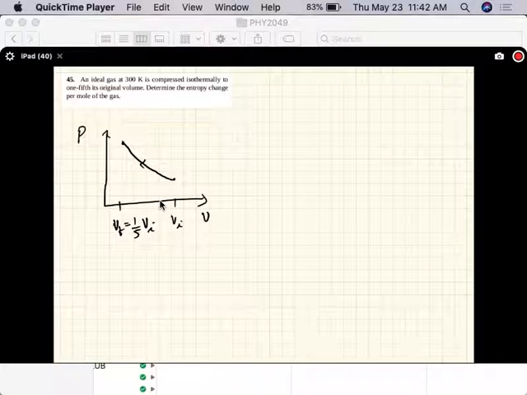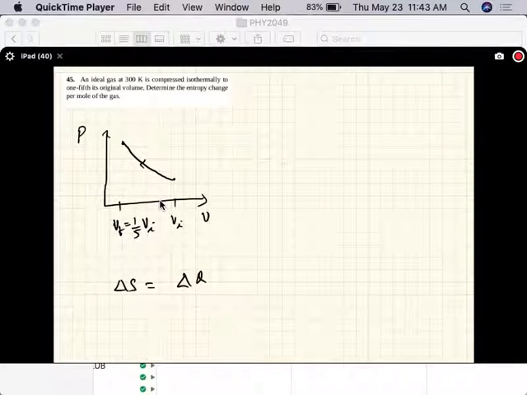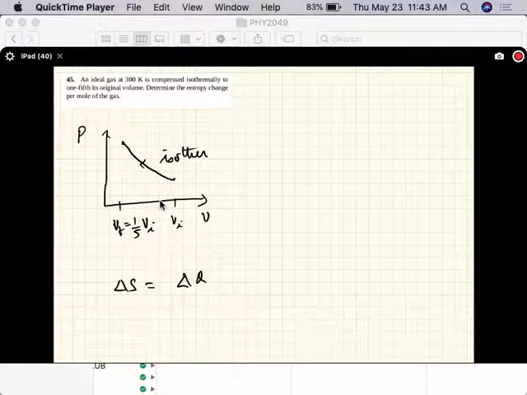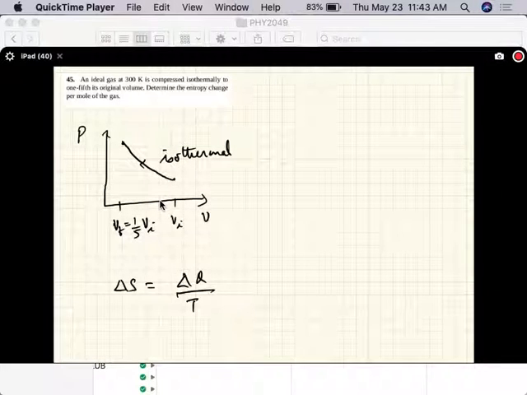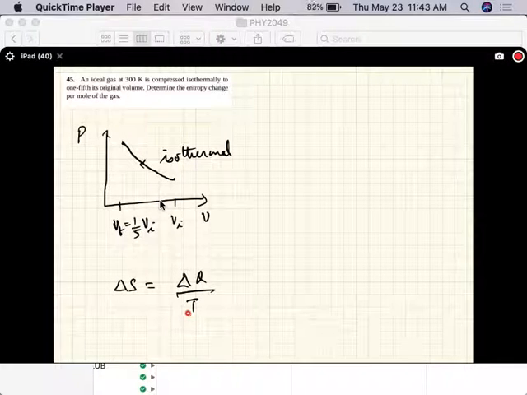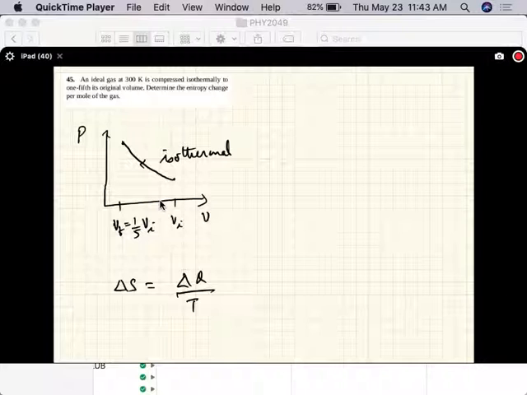Okay, what are they asking us? Determine the entropy change per mole of the gas. Well, what is entropy change? Change in entropy is how much heat you absorb, and this is an isothermal process, and so at what temperature did you absorb it? Entropy is that. And since it's an isothermal process, thankfully for us, the temperature remains the same, so you don't have to do any integration.